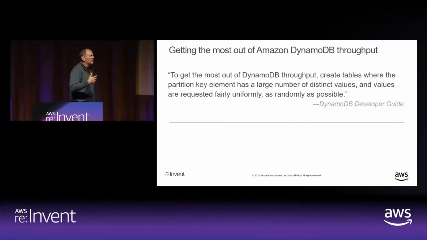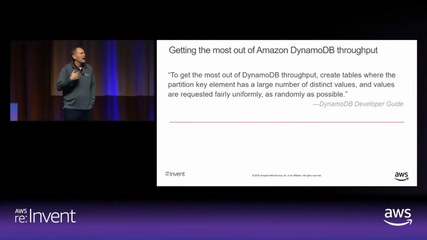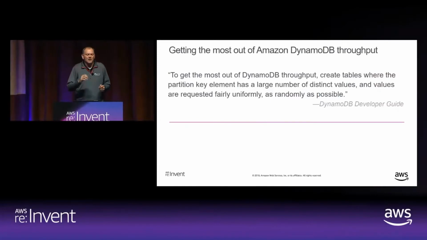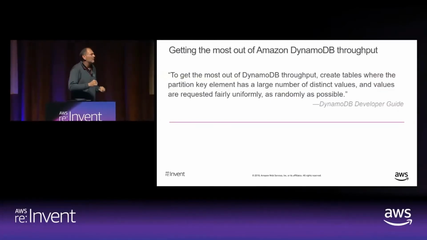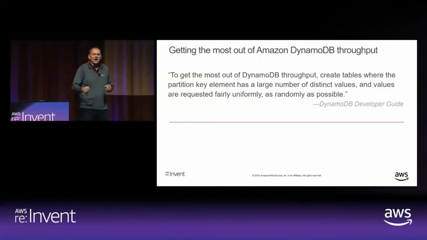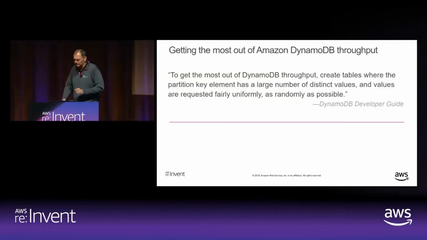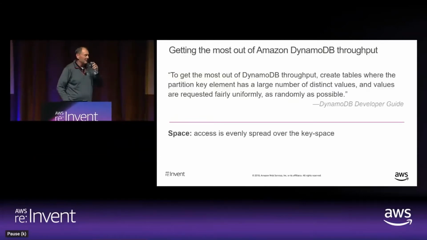Getting the most out of Amazon DynamoDB throughput is oftentimes about using partition key elements with a large number of distinct values, right? High cardinality sets. We don't want binary partition keys, right? True or false, in or out. These are bad partition keys because it's going to aggregate so much of the data into a small number of partitions. What we really want are things like UUIDs, right? We want large numbers of distinct values, and we want to access those values evenly over time.